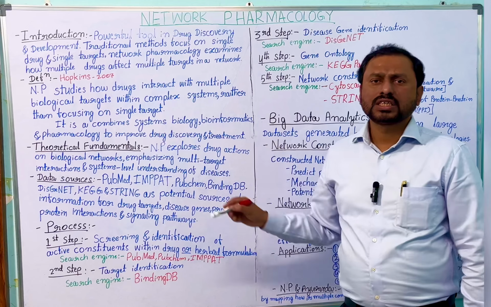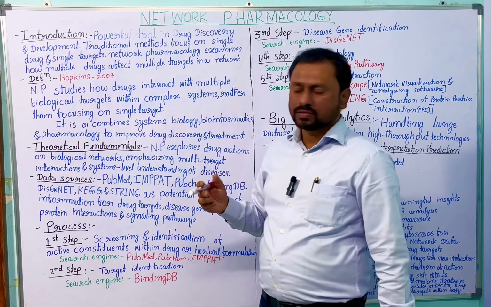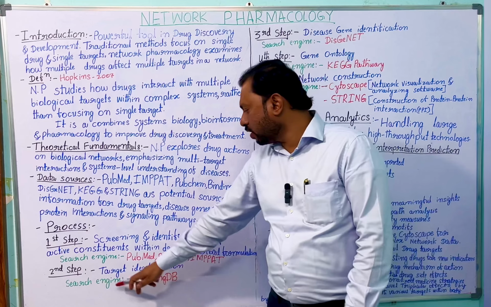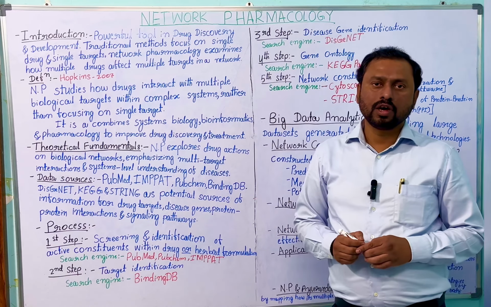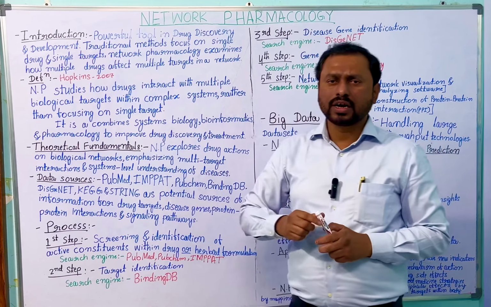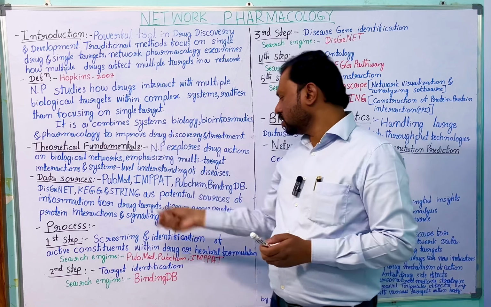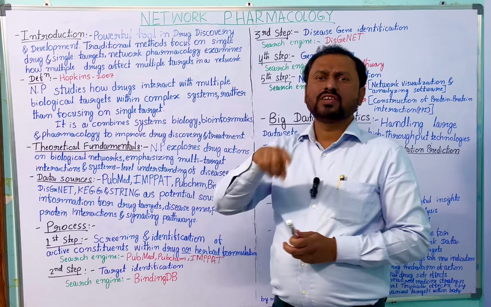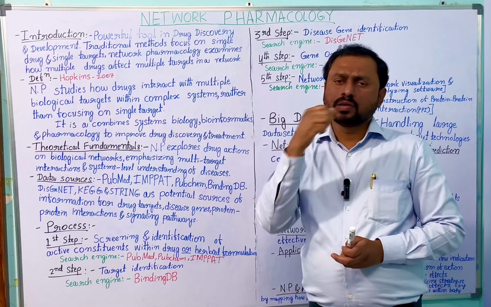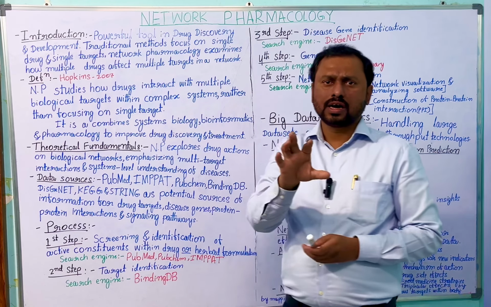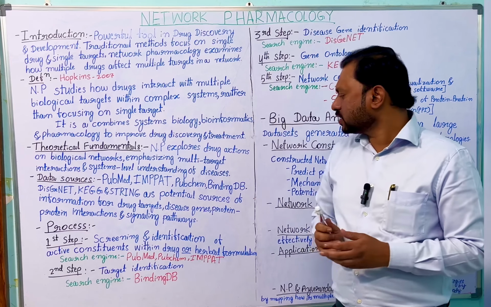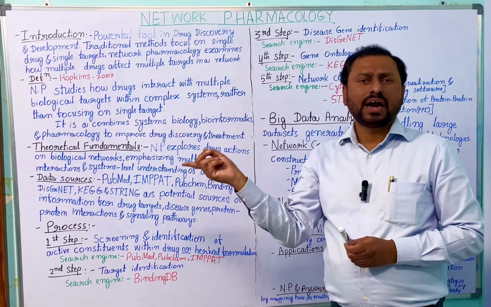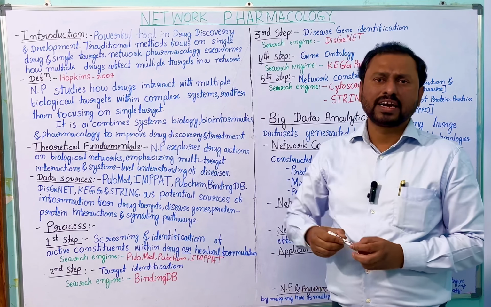This tool or database is helpful for identification of the target. A very good example of this search engine is BindingDB. If we put in a particular drug or constituent, it will show which target it will combine with. Take for example one disease: if you take the drug Arjuna, it will bind with cardiac muscles or cardiac diseases, that it will show.